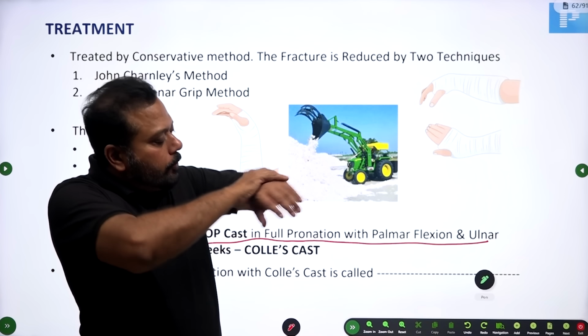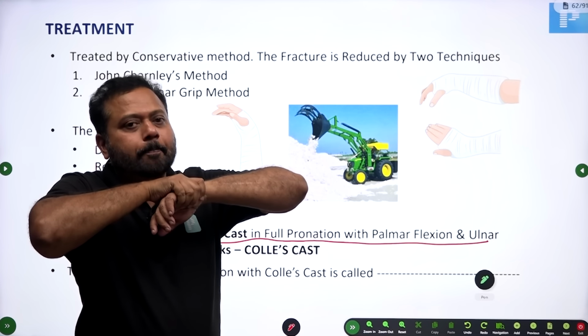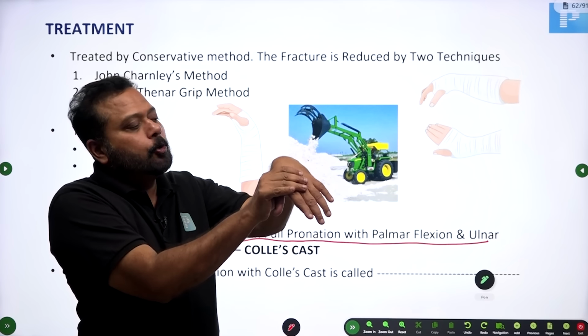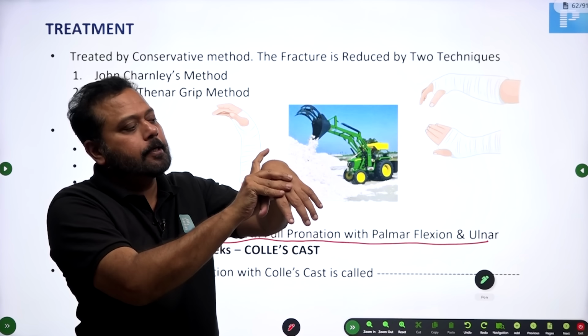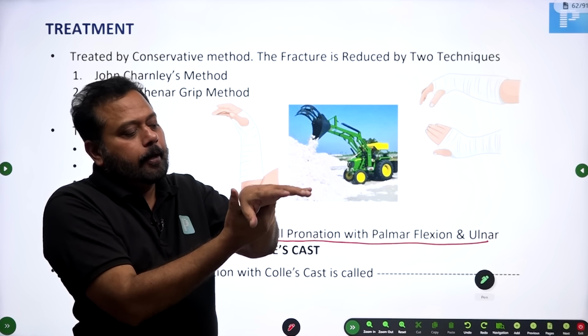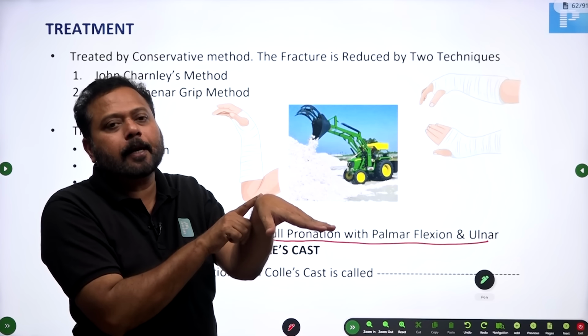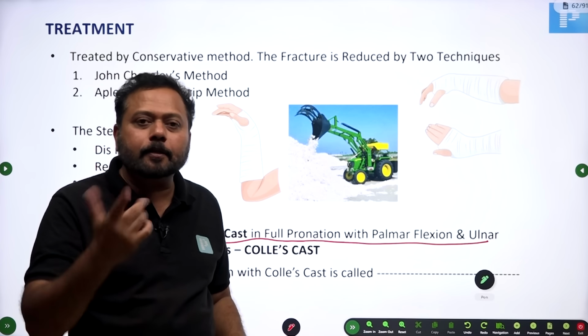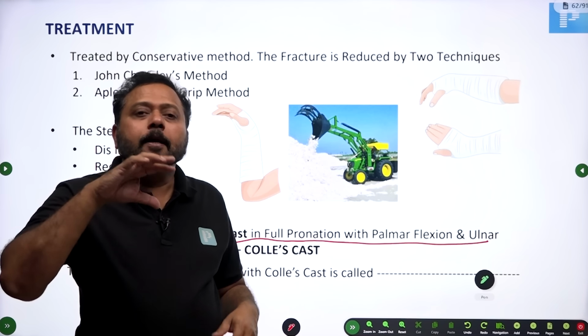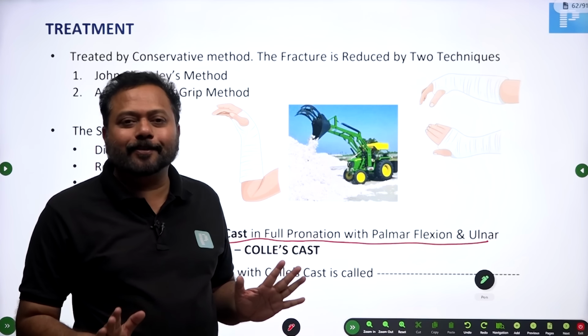See, when you reduce, disimpact, impaction is neutralized. When you do palmar flexion, dorsal tilt and dorsal displacement are neutralized. In full pronation, supination is neutralized. In ulnar deviation, lateral tilt and lateral displacement are neutralized. All the 6 components of Colles fracture are neutralized by this Colles cast.